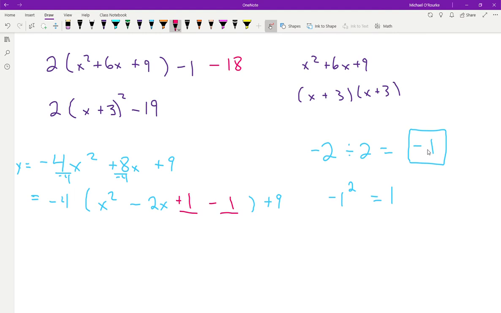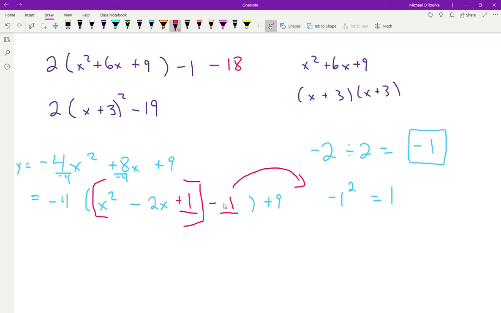Right? Negative 1 squared is 1. So we're going to put 1 in here, but 1's going to be positive and 1's going to be negative. Therefore, we haven't changed the equation at all. Okay? Then, once we do that, we only need this part. Remember? We only need this part. So we're going to get rid of this guy.